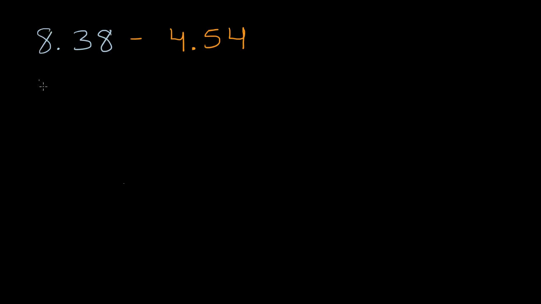I would view this as the same thing as 8 and 38 hundredths. And then I would subtract 4 and 38 hundredths. The reason why I pick 38 hundredths is that will cancel out. It'll take away these 38 hundredths. And then I still have to subtract a little bit more. If I already subtract 38 hundredths, well, I have to subtract a total of 54 hundredths.